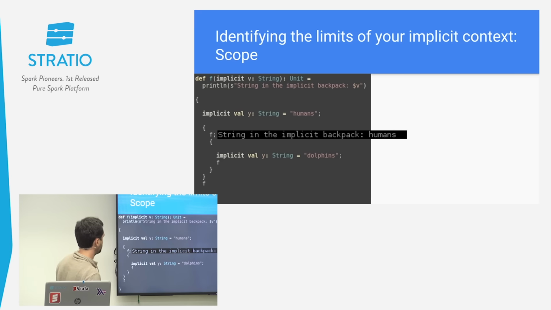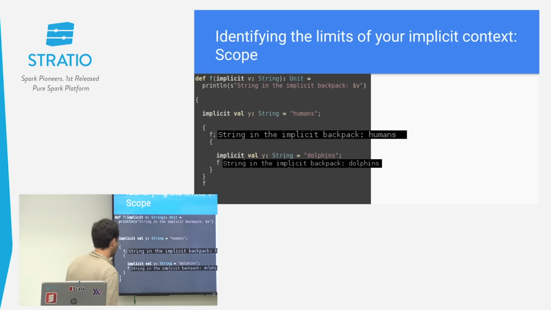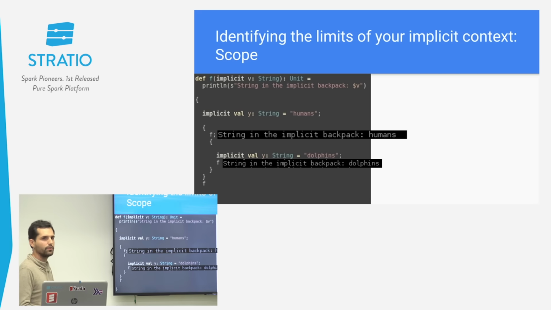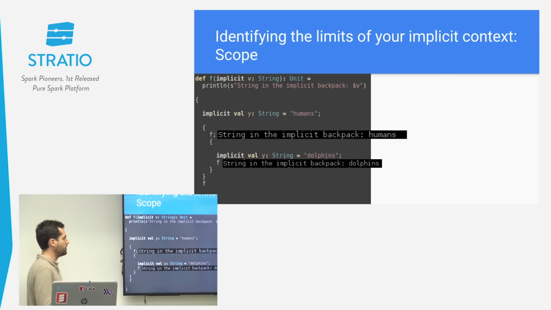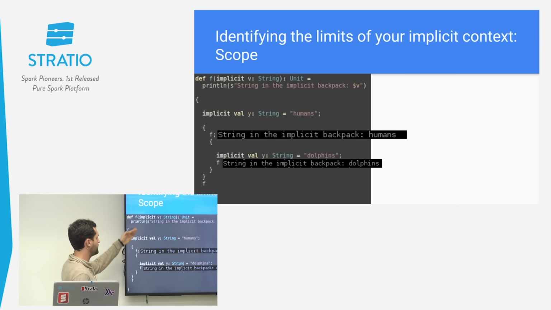Then you enter another scope with braces, redefine y, and call f again. What do you think now will be the result? Yeah, exactly. It isn't difficult at all. If you understand how variables work, you know that having this implicit thing is just a way of being lazy and not having to write the identifier over and over again.